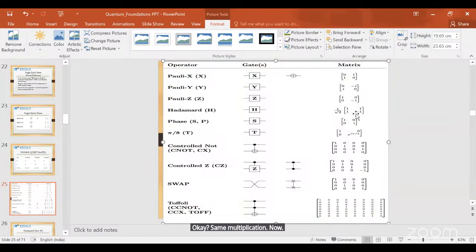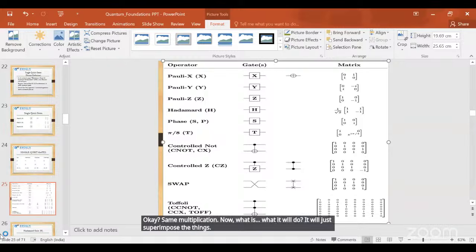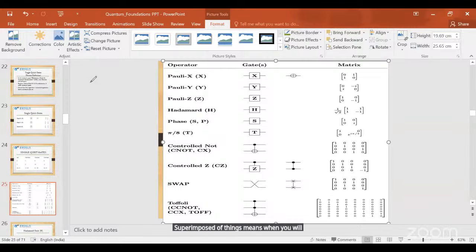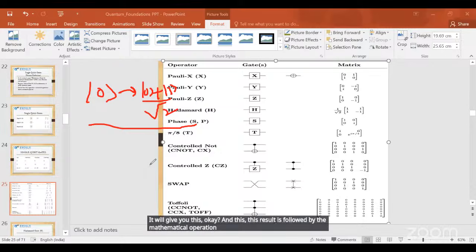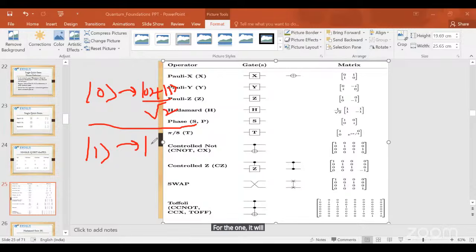Now what will it do? It will just superimpose the things. Superimpose means when you apply it to cat 0, it will give cat 0 plus cat 1, both superimposed, divided by root 2. It will give you this, okay? And this result is followed by the mathematical operation, matrix multiplication, in the same manner as we have done in the X, Y, and Z cases. For the 1, it will give you 0 minus 1 by root 2, okay?